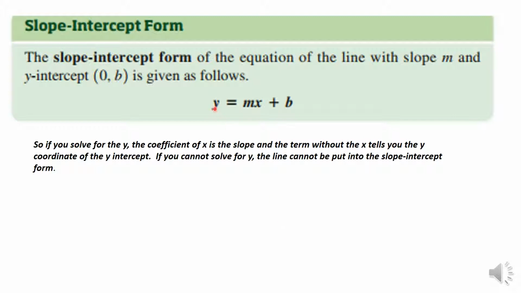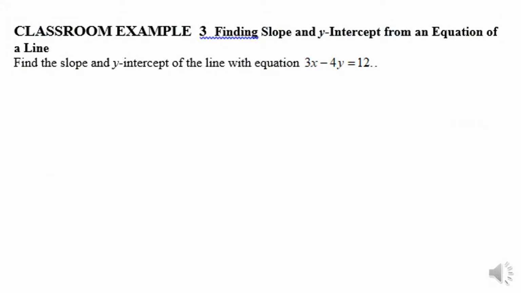We also speak of the slope-intercept form, which is useful when we know the slope and the coordinates of the y-intercept. We've solved for y as of the form y equals mx plus b. So if you solve for the y, the coefficient of the x is the slope, and the term without the x tells you the y-coordinate of the y-intercept. If you cannot solve for y, the line cannot be put into the slope-intercept form.